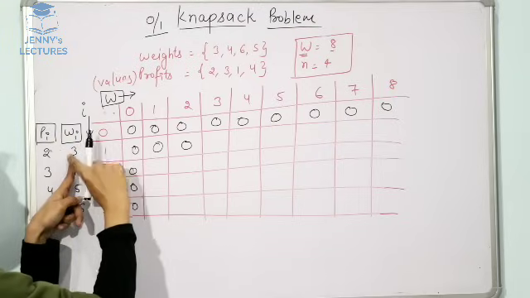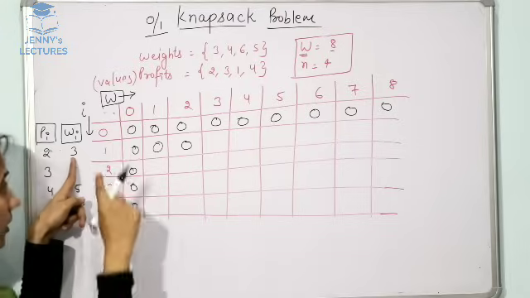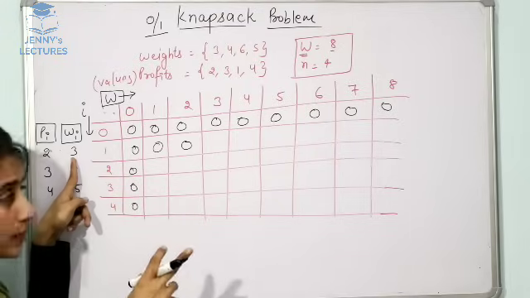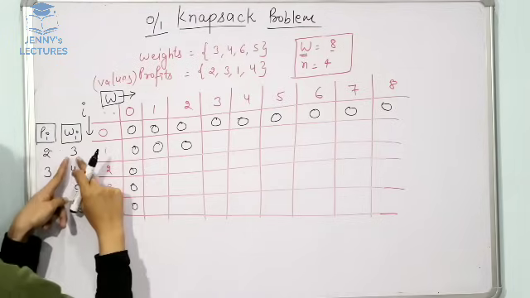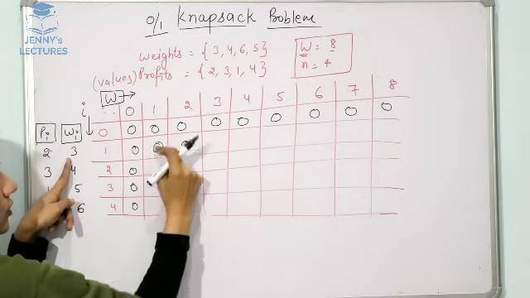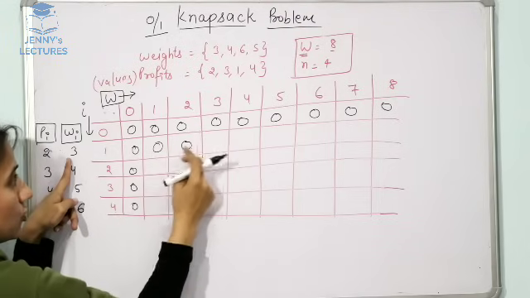Either you will pick that item completely or you will not pick that item. Okay. Or a simple trick is, if the weight is 3, then from 0 to 2 you will write the above values. Copy the values of the above cells: 0, 0 and 0.